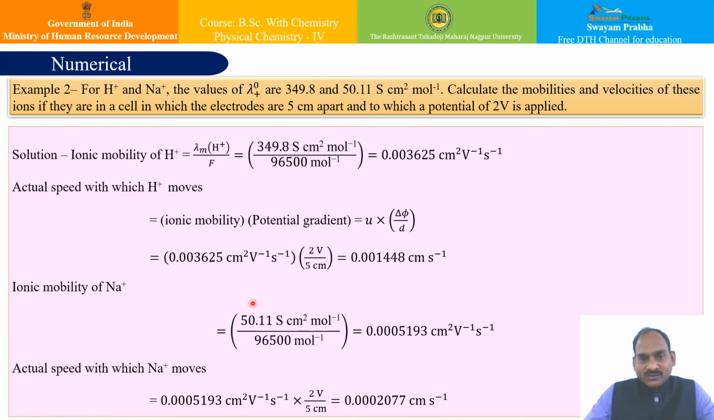Now ionic mobility of sodium ion again, I have to substitute this value. Lambda plus value is 50.11 Siemens centimeter square per mole upon Faraday, 96,500 per mole. So I get this much centimeter square per volt per second, and actual speed will be ionic mobility multiplied by delta phi upon d, so this into 2 upon 5 volts per centimeter. So I get the actual speed of sodium ion. This way I can find out the actual speeds of hydrogen ion and sodium ion.